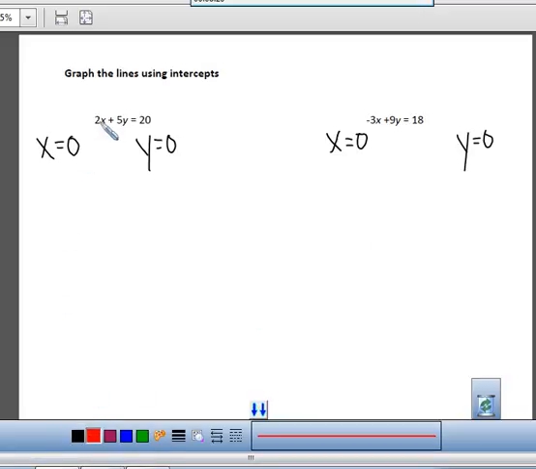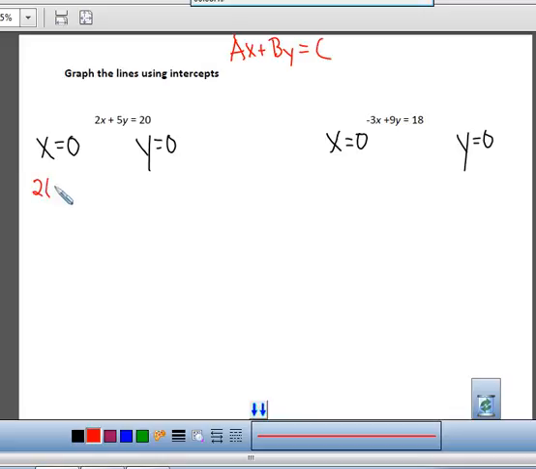So my first equation is 2x plus 5y equals 20. Let's do this at the top: ax plus by equals c. You want to make sure it's in this form, because if it is not in this form, you've got to transform it into that form. Okay? So, I'm going to substitute 0 in here for x.